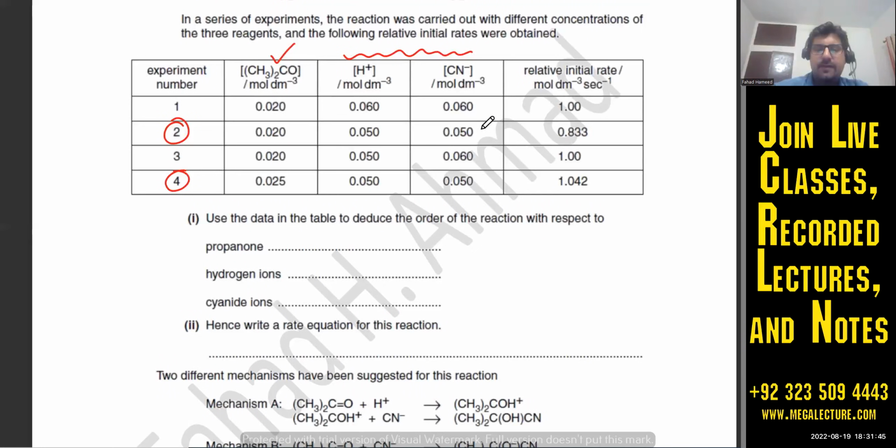0.05, this is 0.05. 0.05, this is 0.05. By what factor does the concentration of the propanone increase? 25 divided by 20. What do you get for 25 divided by 20? That's 1.25 times. By what ratio does the rate increase? That's approximately 1.5 times. 1.042 divided by 0.833. The answer is coming out to be 1.25, right?